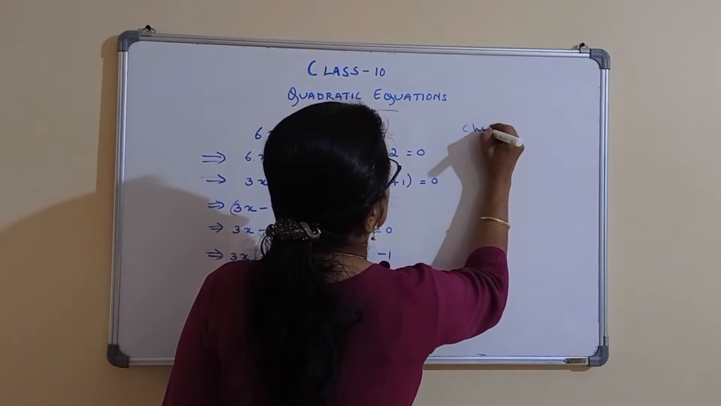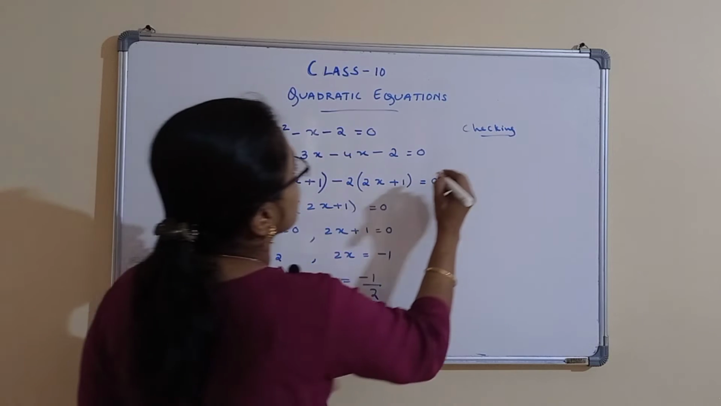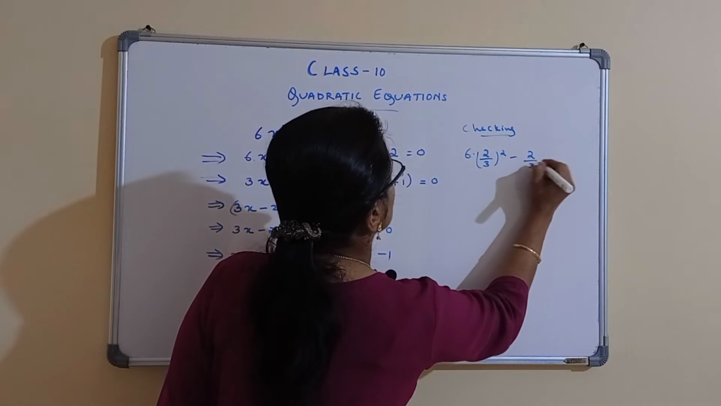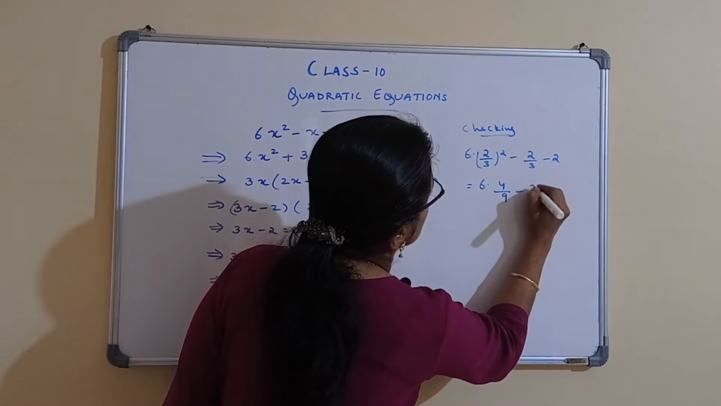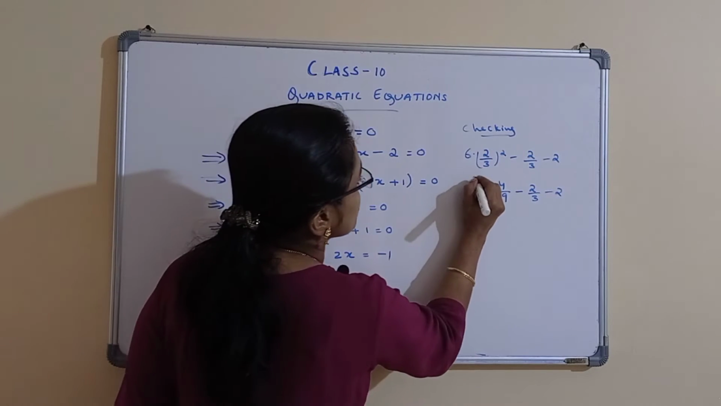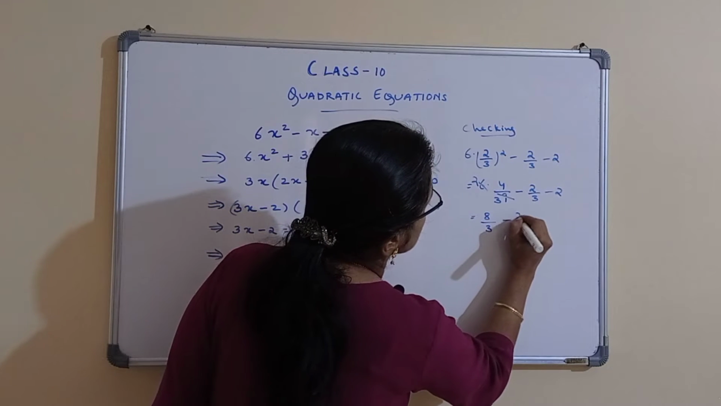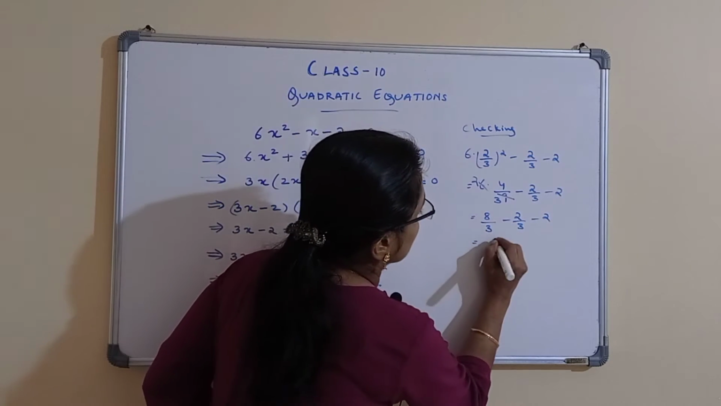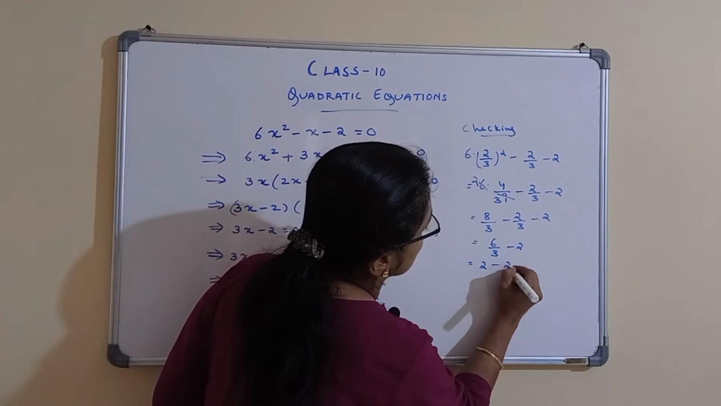Now we can check this. Checking part. If we put the value of x as 2 by 3, we have 6 into 2 by 3 square minus 2 by 3 minus 2, which is equal to 6 into 4 by 9 minus 2 by 3 minus 2. 3 will go in 6 2 times, 3 will go in 9 3 times. So 2 into 4 is 8. 8 by 3 minus 2 by 3 minus 2. 8 by 3 minus 2 by 3 is 6 by 3 minus 2, which is equal to 6 by 3 is 2. 2 minus 2 is equal to 0.